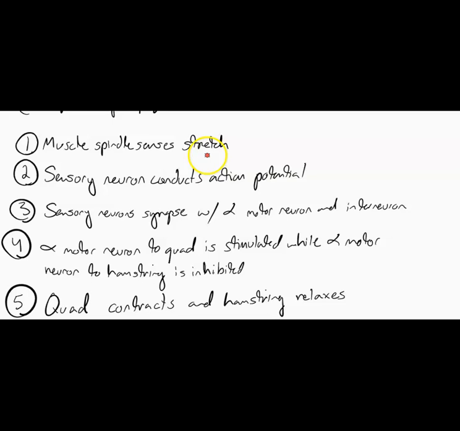A muscle spindle senses a stretch when you get tapped on the knee. The sensory neuron conducts an action potential, which then leads to the synapse with the alpha motor neuron and interneuron. And so it stimulates the quad, but then inhibits the hamstring, so it contracts the quad, and then the hamstring relaxes, causing you to kick forward.